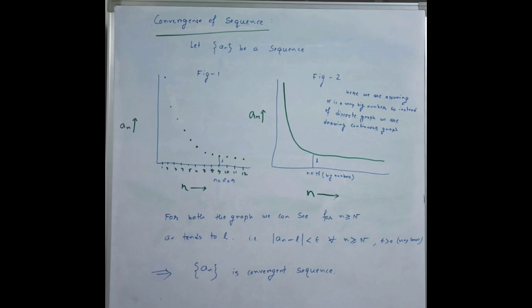So the sequence an will be convergent when the graph becomes parallel to the x-axis after a certain time, that is n greater than or equal to capital N. So we can see that after n greater than or equal to capital N, an is equal to L, or we can say that an tends to L. So an minus L is very small. So we can say that mod of an minus L is less than epsilon for all n greater than or equal to capital N, where epsilon is a very small positive number. So we can say that an is a convergent sequence.